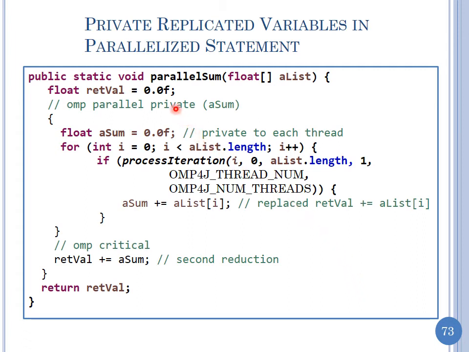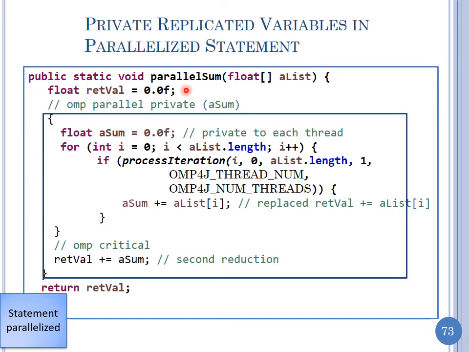I've added some more concepts here. Okay, let's see what's going on. We've got a statement that's being parallelized, which happens to be, in this case, this particular block of code. There are some variables that are outside this scope.